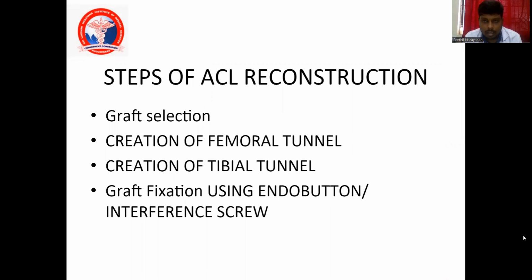So ACL, as you know, has two parts. One is the anteromedial fibers, and the other is the posterolateral fibers. The anteromedial fibers are taut in flexion, provide stability in the anterior-posterior direction, and prevent anterior translation of the tibia. The posterolateral fibers are tight in extension and provide rotational stability.